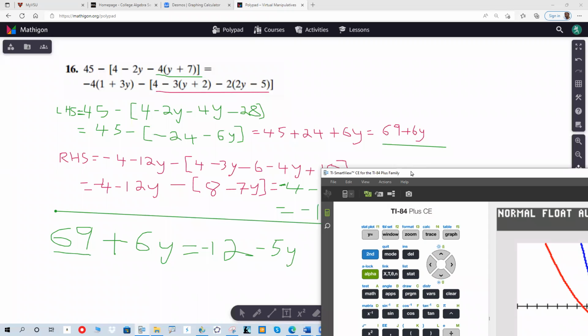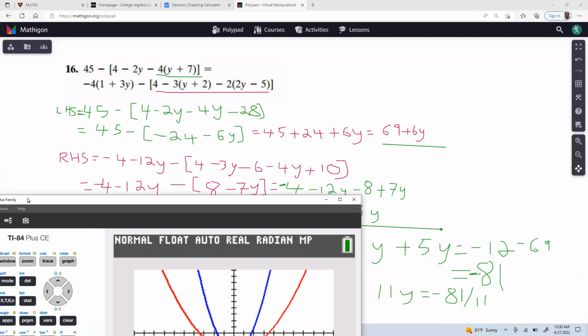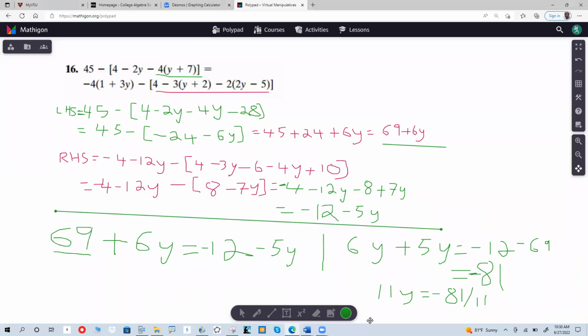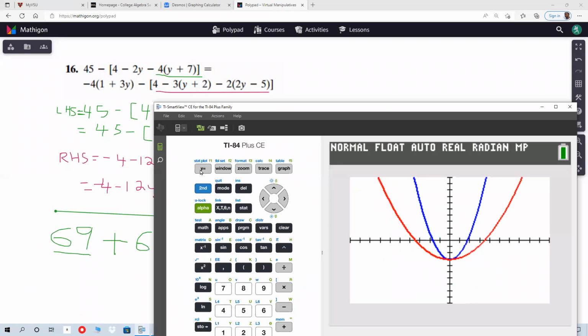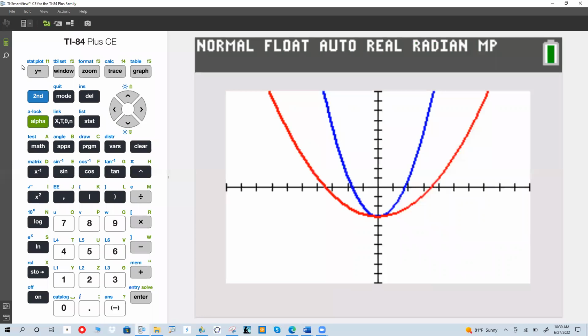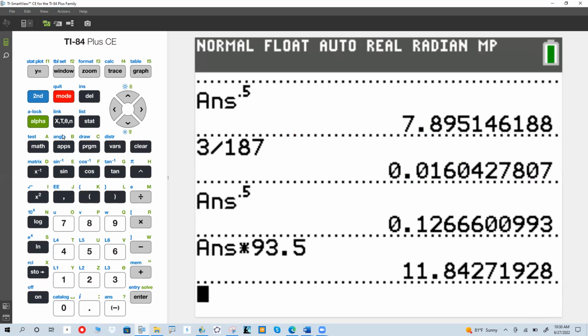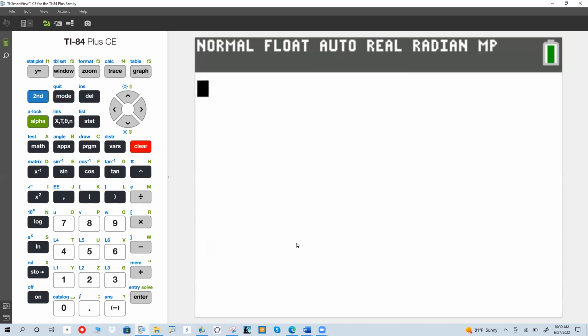Okay, so guys, what I'm trying to do is, let me go back here. We got y equal to negative 81 over 11. We're going to keep it at that. We're not going to use decimal, okay? So let's see how we do it. So we're going to go here. So this is my home screen, second quit. By the way, the last key I put is mode. Now this is not that important.